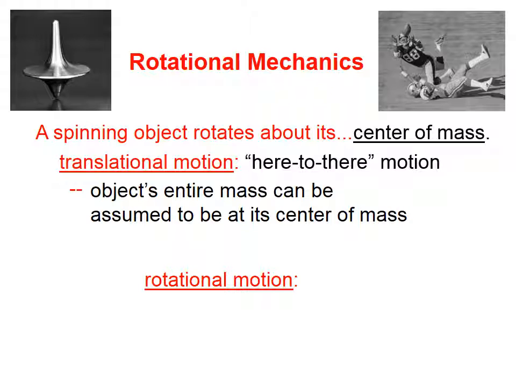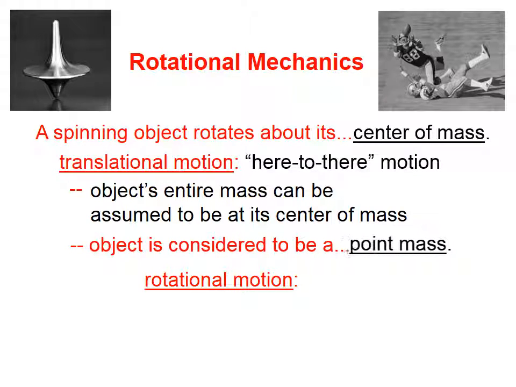In translational motion, the object's entire mass can be assumed to be at its center of mass. And so when we study translational motion, we often consider the object to be a so-called point mass.